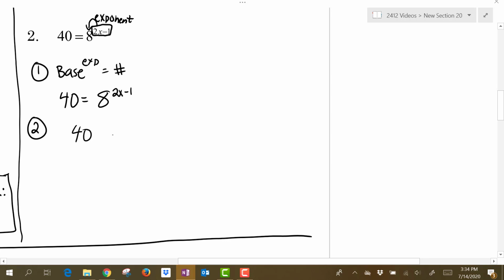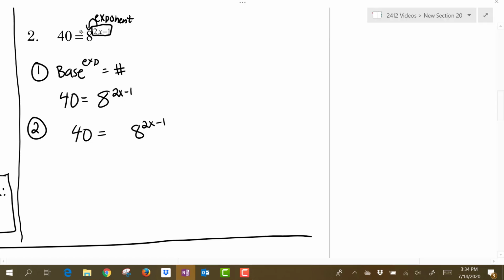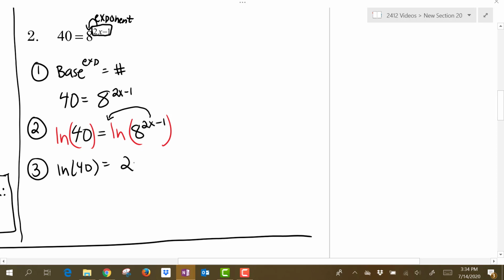Step 2, we want to apply the natural log to both sides of the equation. For step 3, we want to use the power rule. So if everything inside of a log is raised to the same power, then we're going to bring that power out to the front of the log. You want to be careful here that you multiply it using parentheses so that you are algebraically correct.